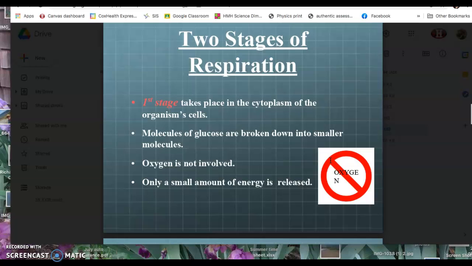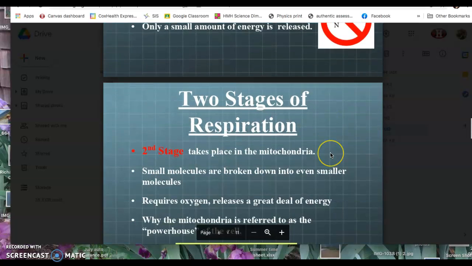So there's two stages of respiration. The first stage takes place in the cytoplasm. Molecules of glucose are broken down into smaller molecules. Oxygen is not involved, and only a small amount of energy is released. So stage one of respiration, a little bit of energy is released.